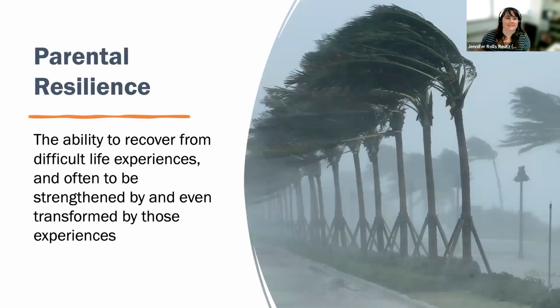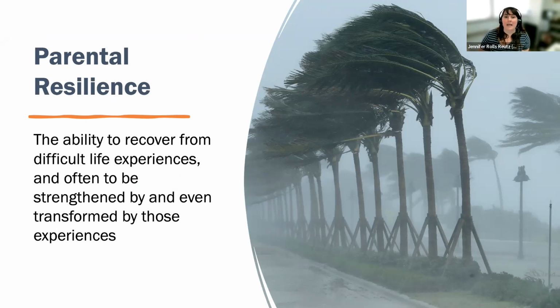All right, so this first one, I think this image is perfect. So parental resilience. This is a definition of resilience from the Children's Trust Fund Alliance that I really like. They define resilience as the ability to recover from difficult life experiences and often to be strengthened by and even transformed by those experiences. So I think these palm trees in the wind is a great example. They come back even stronger.